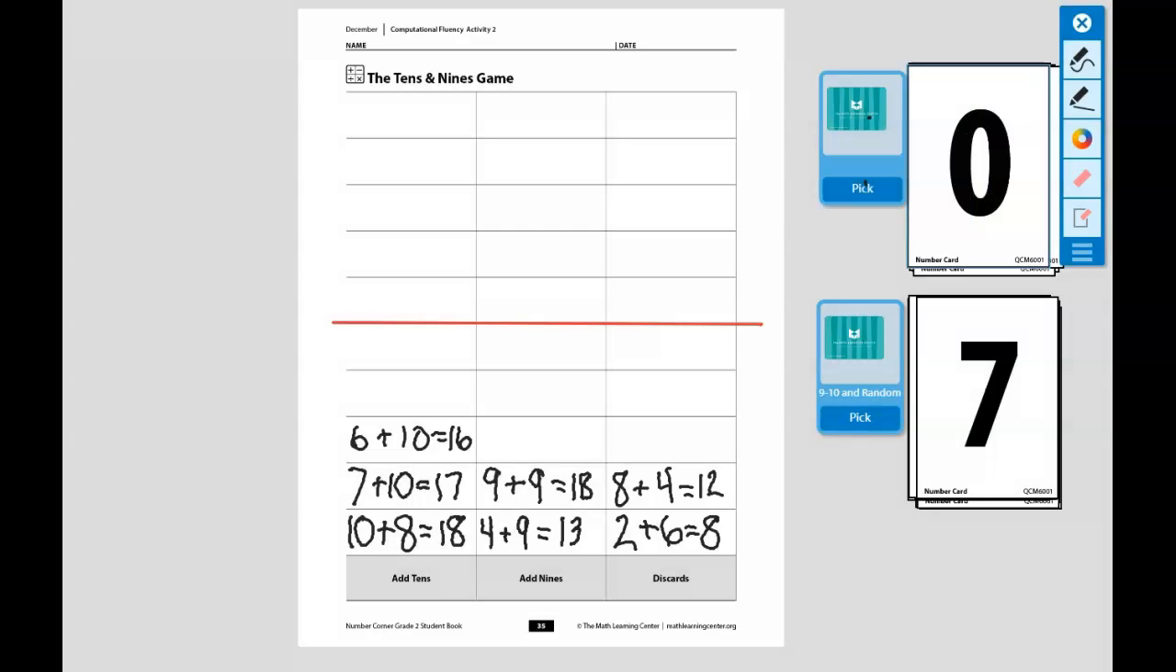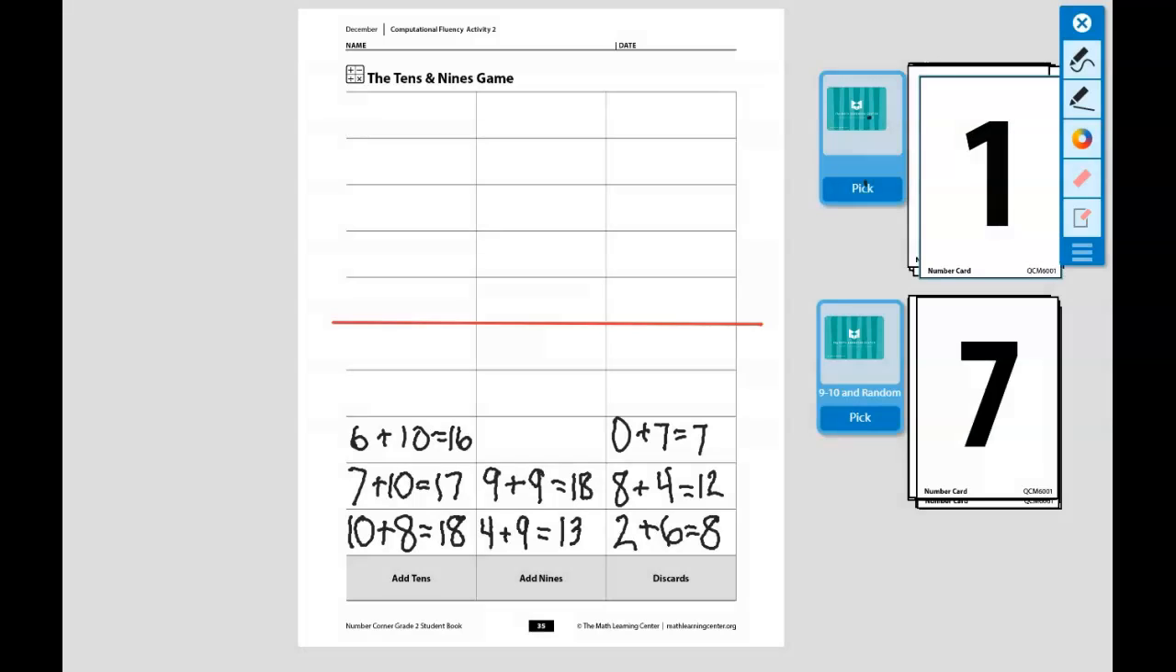A 0 and a 7. What is it? It's a discard. 0 plus 7. I'm thinking about my add 0 facts, and I know it stays at 7. If you were thinking that, show a little connection that you thought that too. Good work. Let's pick again.